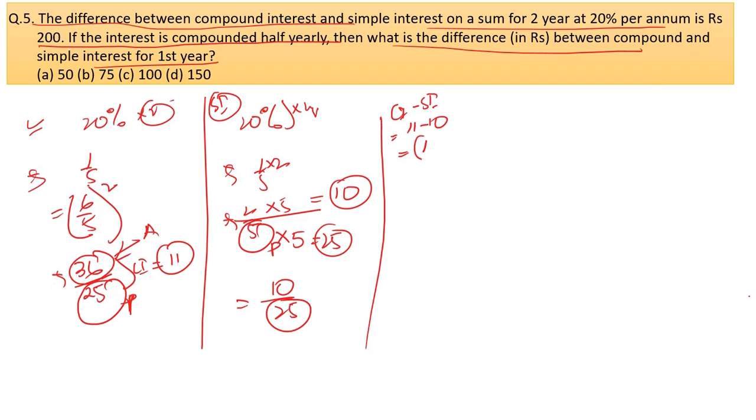That is 1 unit. If 1 unit is rupees 200 according to the question, then the principal, that is 25, will be 25 into 200. 25 into 200, 5,000 is the principal.